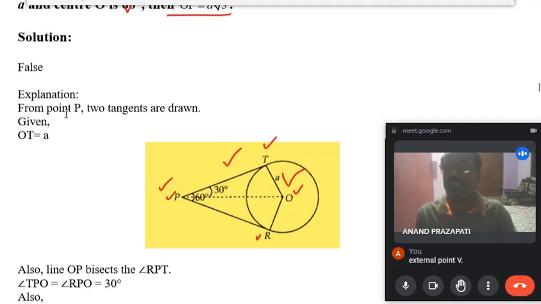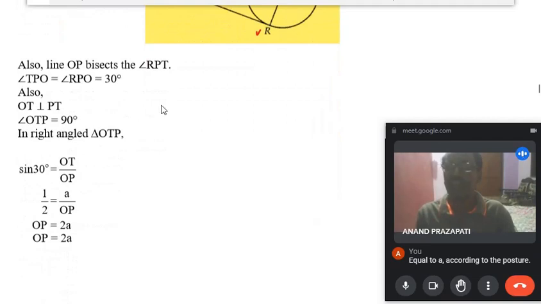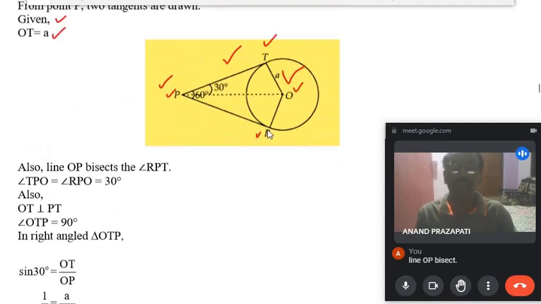Let's see the explanation. From point P, two tangents are drawn as given here. OT equals OR equals A according to the question. Also, line OP bisects angle RPT. Line OP, this line, bisects the angle RPT. So angle RPT is 60 degrees, and half of 60 degrees will be 30 degrees.